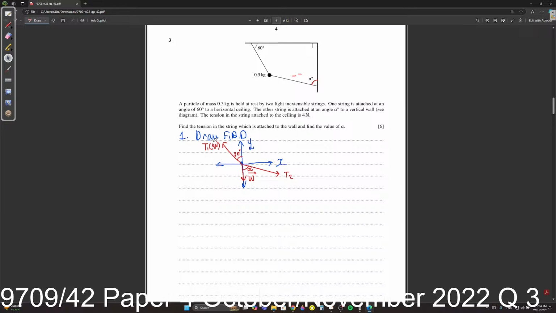So this is the first step: draw your FBD. Are we done with the FBD? No. Why? Because you have to resolve your forces into x and y components. So we're going to resolve T1 into T1X and T1Y. And T2, I'm going to resolve into T2X, and down here I'm going to put another small arrow and call it T2Y. Put the vector symbols just to be safe.